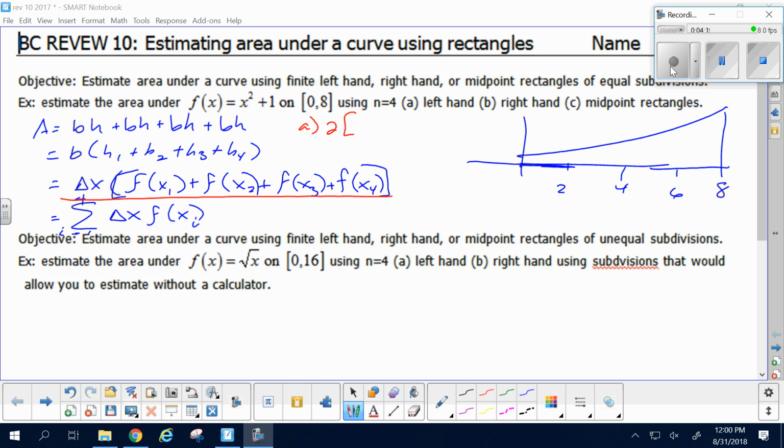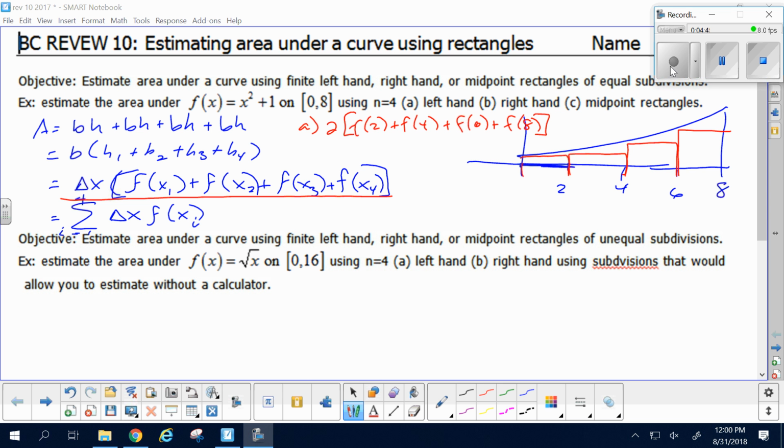2. And the heights, if I use left hand rectangles, then the first height is f at 0, then f at 2, then f at 4, then f at 6. In this case, left hand rectangles seem to be underestimating. Why is that? What's special about this curve that makes for an underestimation?